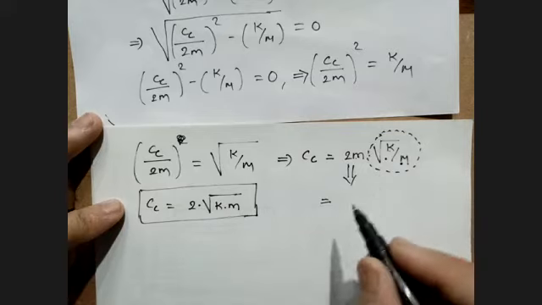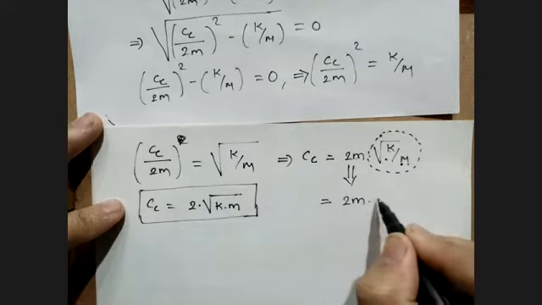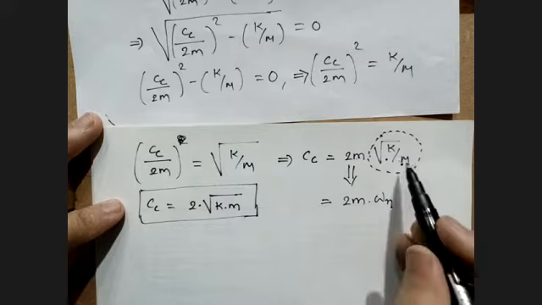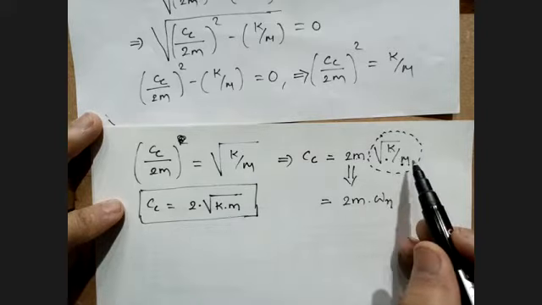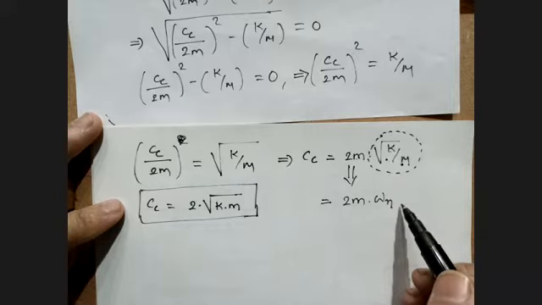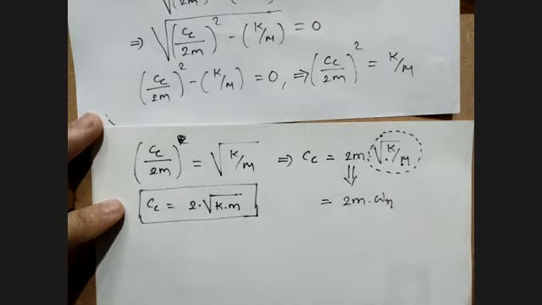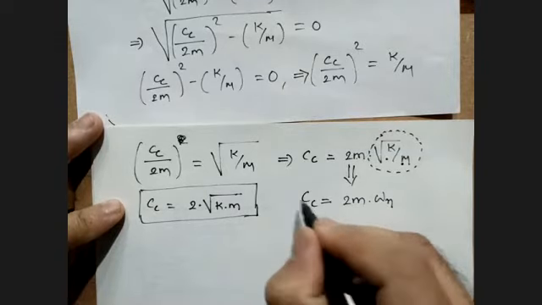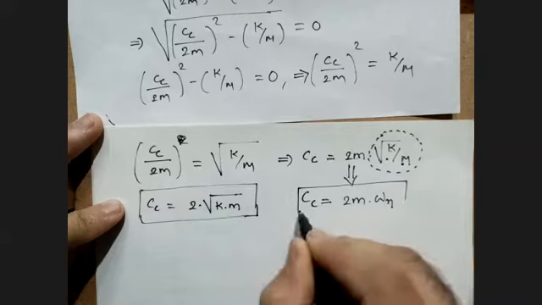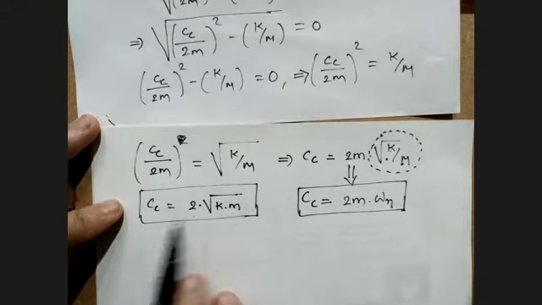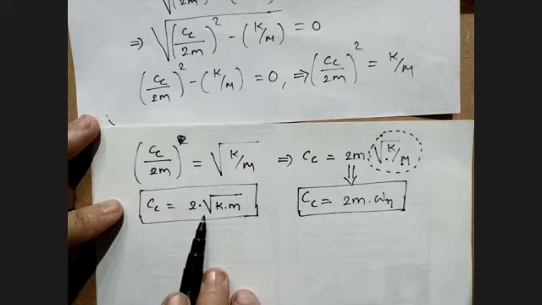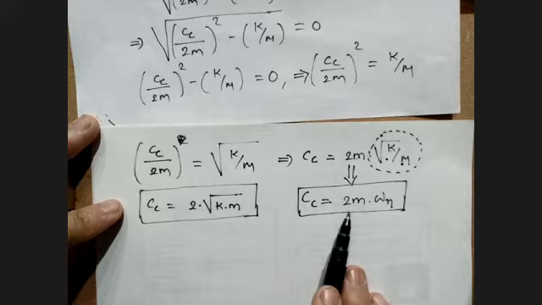So I can write this as 2m omega n. Omega n is equal to the square root of k by m, as you know, right? It's the natural frequency in radian per second. So these are my two equations of the critical damping coefficient. I can find the value of Cc by using 2 times the square root of k into m, and I can also find it from this.